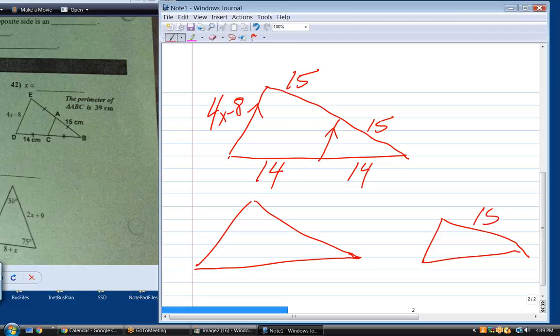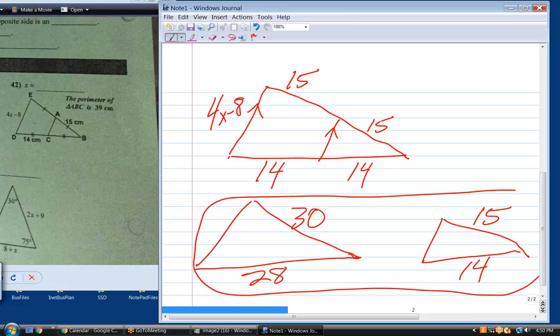Okay, this one's 15, 14. This one, what's this side here? That side is also 15. No, this is the big triangle. Okay, so that's 30. This side over here? 28. What's the similarity ratio between those two triangles? 1/2. I prefer to go big to little. So 2/1. Yeah, there's nothing wrong with 1/2.